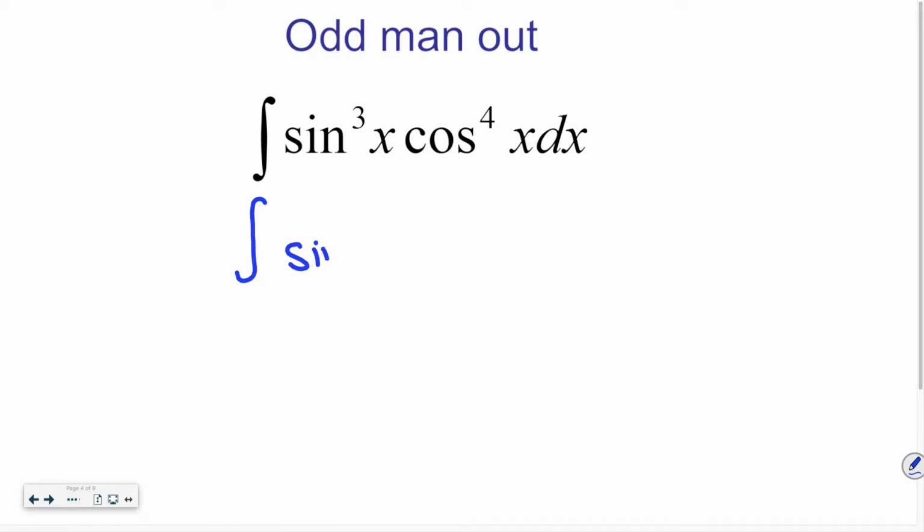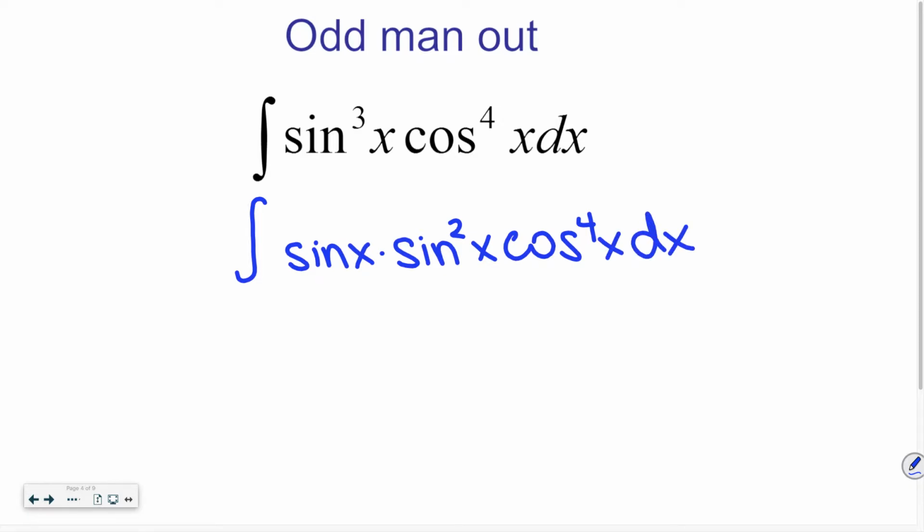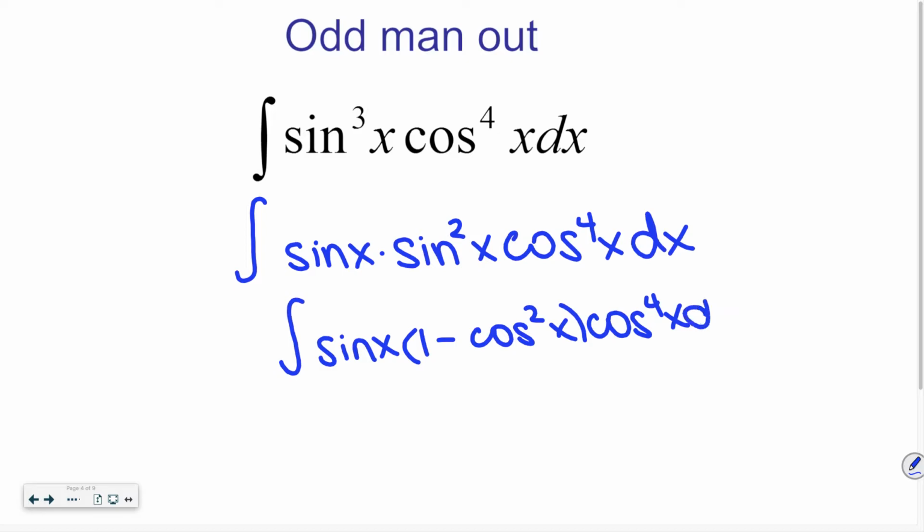So since sine has the odd exponent, we are going to break it up into sine to the first times sine of whatever's left over, which should be even, right? We're breaking that apart so we can use u substitution. So whichever's the odd one, you're leaving only that one lonely function alone, and the one that is now even, you're going to change it using the Pythagorean identity.